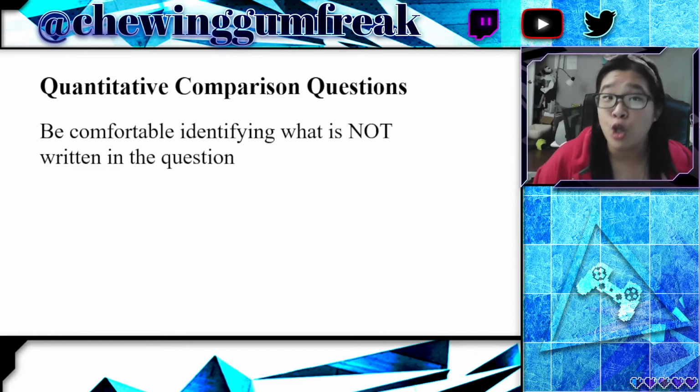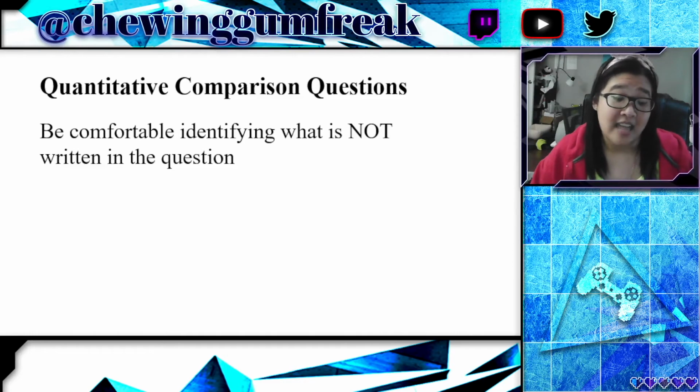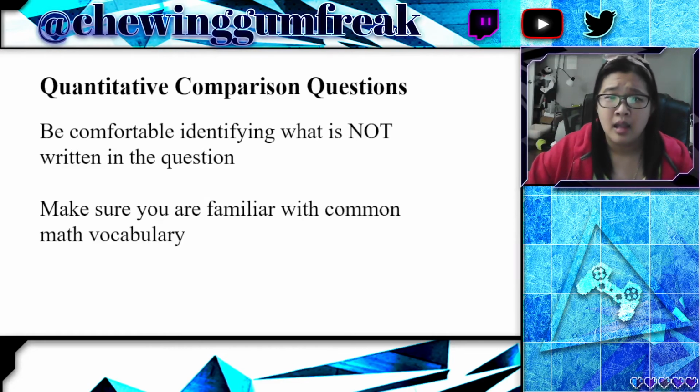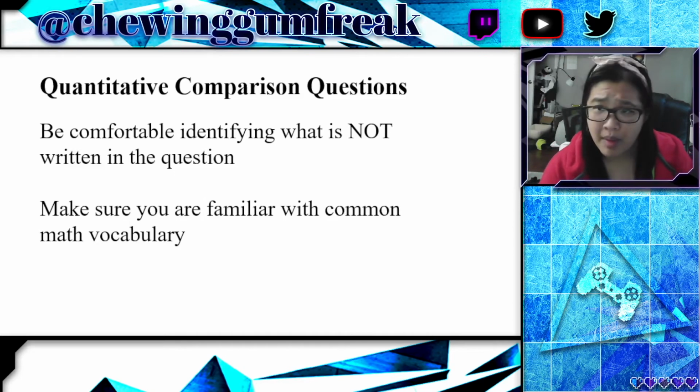A few notes for summary, just so that you remember. You want to be comfortable identifying what is not written in the question. And this was shown with the first question with the table and the age intervals. That doesn't actually tell us anything specific, so we don't want to draw any incorrect conclusions because nothing is actually given to us. You also want to make sure that you are familiar with a lot of common math vocabulary.